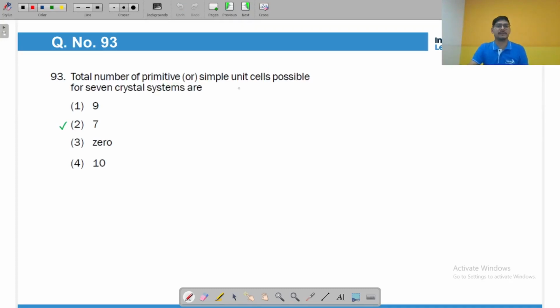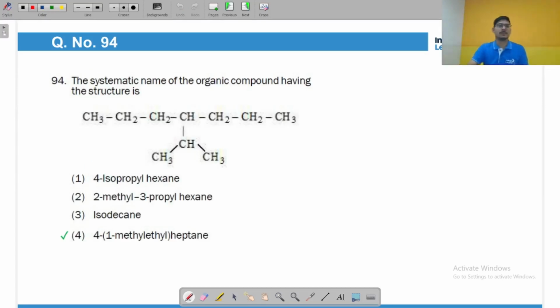Total number of primitive or simple unit cells possible for 7 crystal systems is 7. You should remember that primitive is the only type which is possible in all 7 crystal systems. The systematic name of this compound: it is symmetry. You can name it from any side. So 1, 2, 3, 4, 5, 6, 7.